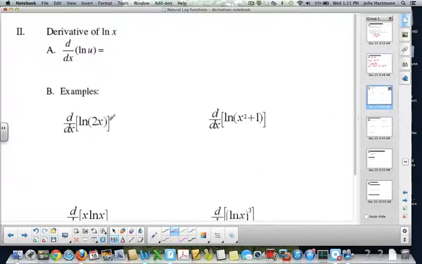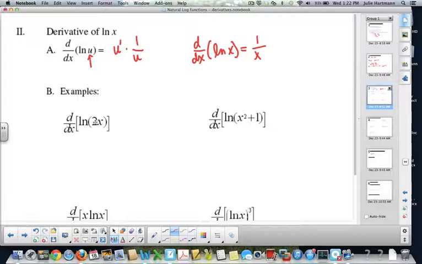So, now to the calculus part. Derivative of ln of u is u prime over u. There's an inside function and an outside, so the chain rule: u prime times the derivative of ln of u, which is 1 over u. Okay, so something like the derivative of ln of x: derivative of x is just 1 times derivative of ln, which would be 1 over x.